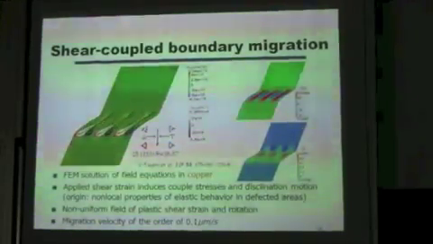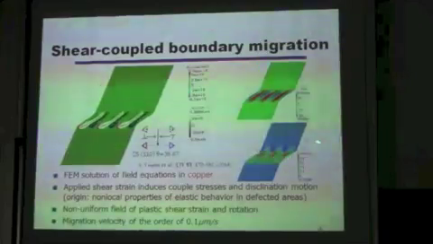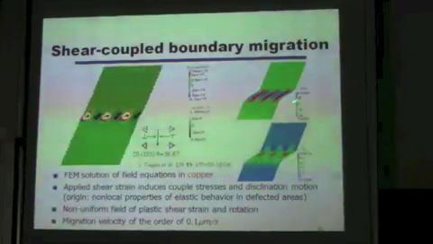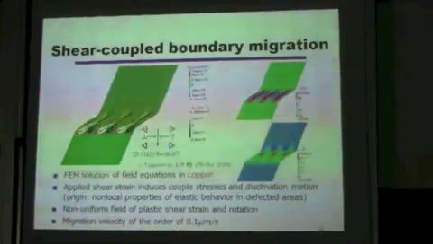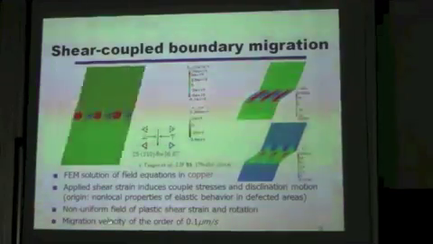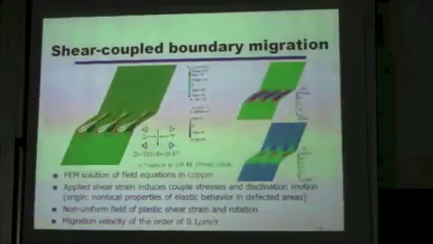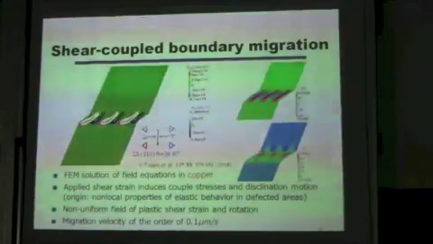So, okay, you can also notice that it's perfectly inhomogeneous. That is, you have here a distribution of plastic rotation and plastic strain, and you can see that it's evenly distributed along the grain boundary. So the migration that we obtain for copper is of the order of 0.1 micrometers per second, which is very much consistent with experimental data.